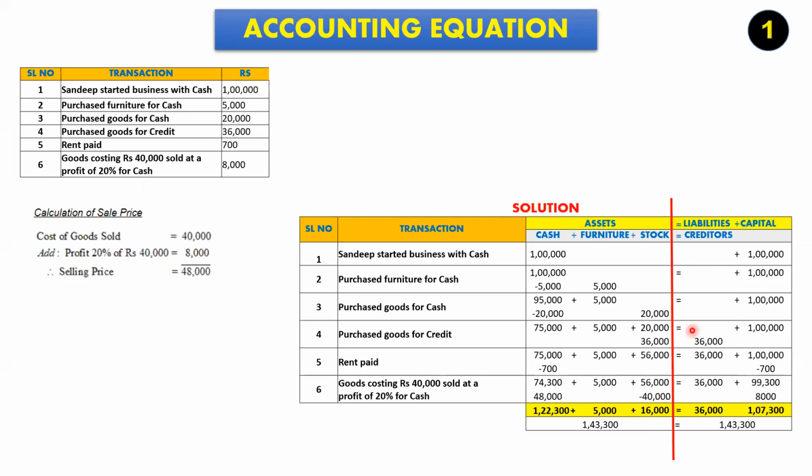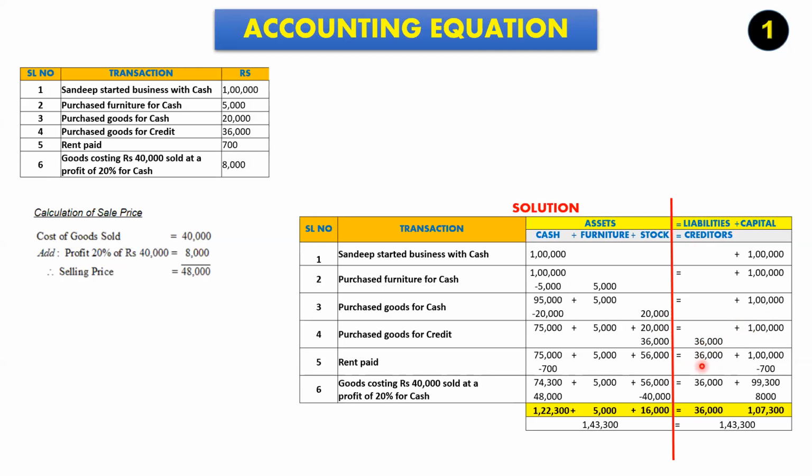Here also, same thing. See, 36,000: I'm purchasing goods on credit. That means it should come under creditors, under liabilities. That means we are purchasing the item now and paying later. So that's why it should come under creditors. That means the company has to give the money, so it should come under liability. Under liability, it is creditors. So 36,000 is there, plus 1 lakh is there.